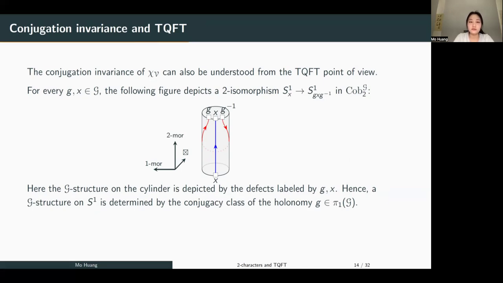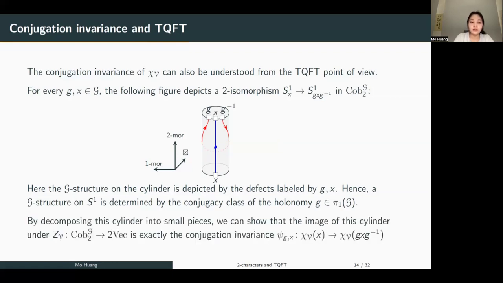For every g and x in this true group, the following figure depicts a 2-isomorphism from S1 with g to S1 with x g x inverse in this coordinate category. Here, the G-structure on the cylinder is depicted by the defects labeled by g and x. Hence, a G-structure on S1 is determined by the conjugacy class of the holonomy g. By decomposing the cylinder into small pieces, we can show that the image of this cylinder under Z_V is exactly the conjugation invariance mentioned above.